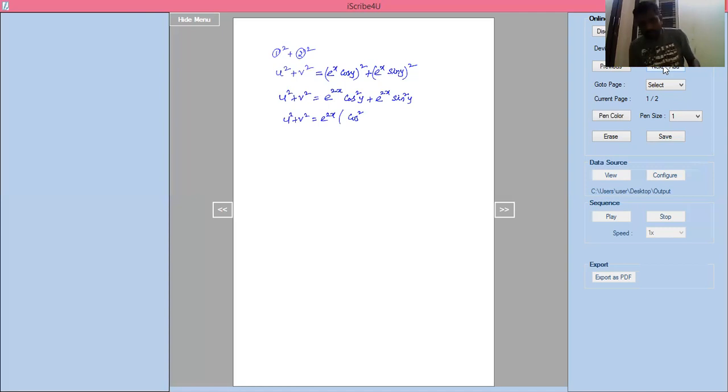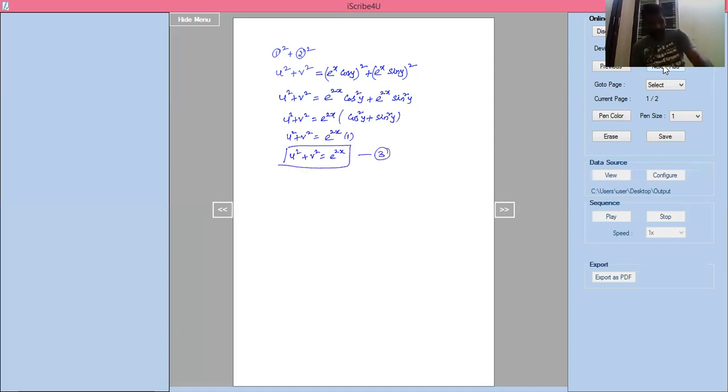Now u square plus v square equal to e power 2x into, if you take e power 2x outside, I'll get cos square y plus sin square y. You know that cos square y plus sin square y is nothing but 1. So e power 2x into cos square y plus sin square y should be 1. Now I'll write u square plus v square equal to e power 2x, which is equation number 3.